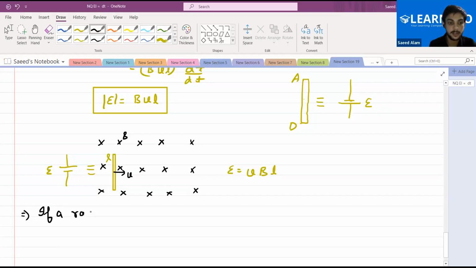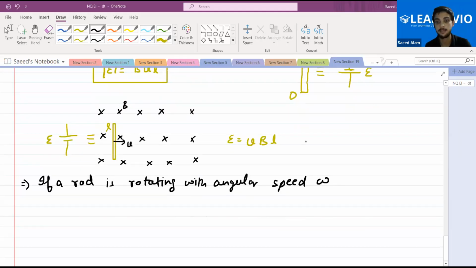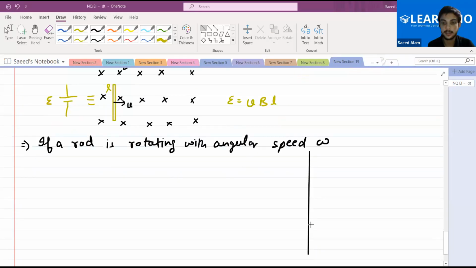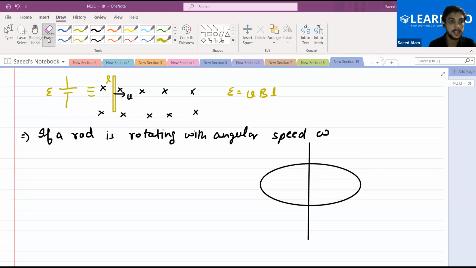If a rod is rotating with angular speed omega, what is happening here? This time I have taken a different kind of setup. There is this x, suppose, and let me make a somewhat ring-like structure that is like this. And what else is here? Let me make it a little more clearly.